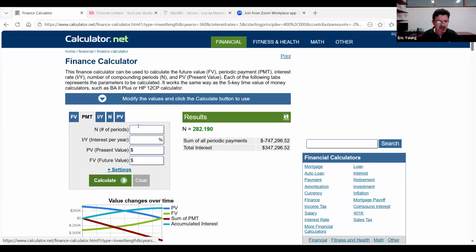And let's plug it in. We're solving for PMT. N is going to be 360. The interest rate is going to be 0.5. The present value is going to be 400,000. The future value is going to be 0. We've entered the 4 numbers that we've been given. We're now going to hit calculate to do the scavenger hunt.